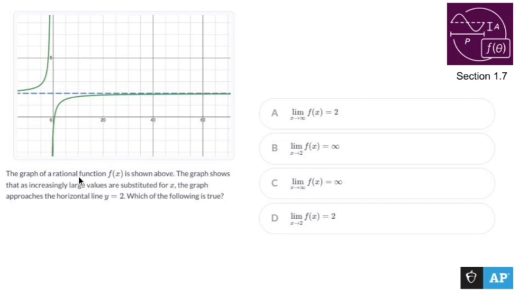The graph of a rational function f of x is shown above. Ooh, look at it. The graph shows that as increasingly large values are substituted for x, which is just fancy talk for x approaches infinity, the graph approaches the horizontal line y equals 2. So what are we talking about? The limit as x approaches infinity of f of x equals 2. Which of the following is true?